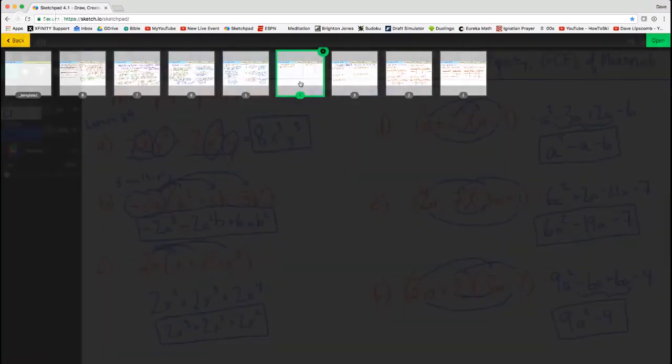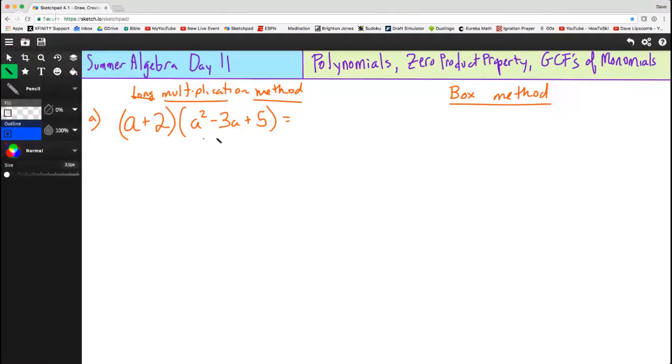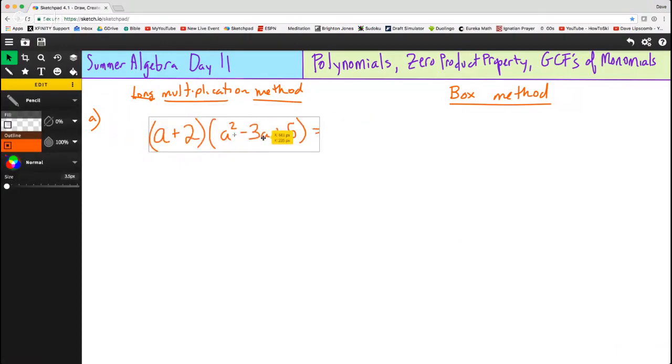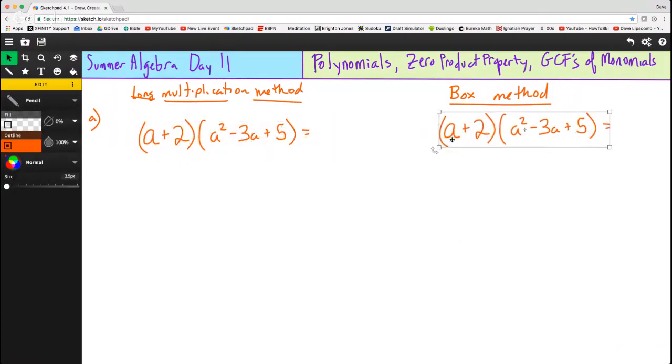Okay, let's keep going. Now sometimes you got a binomial times a trinomial. This is going to be 6 multiplications. You're going to have the first one times all 3, and then the second one times all 3. So if you have 2 terms and then a trinomial, you're going to end up with 6 multiplications, just so you know. We're going to do this one via the long multiplication method, and then we're also going to do it via the box method.